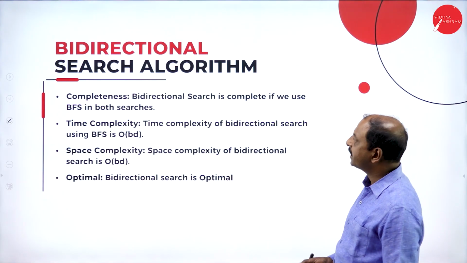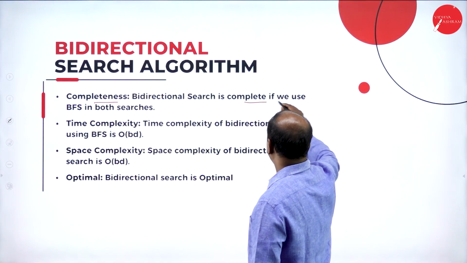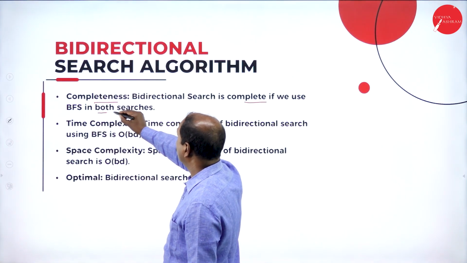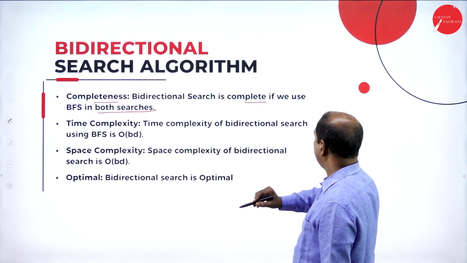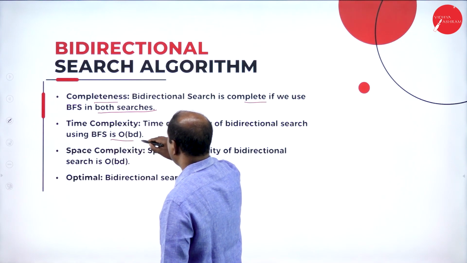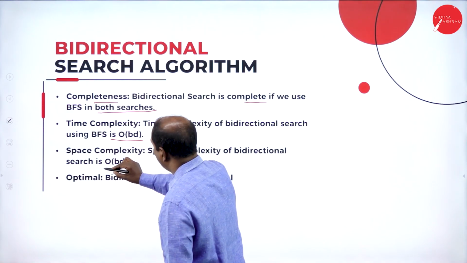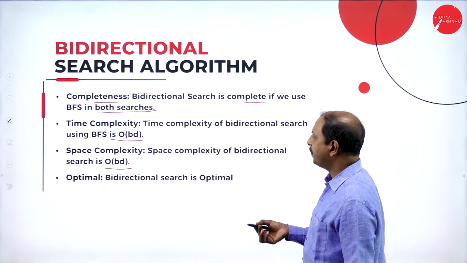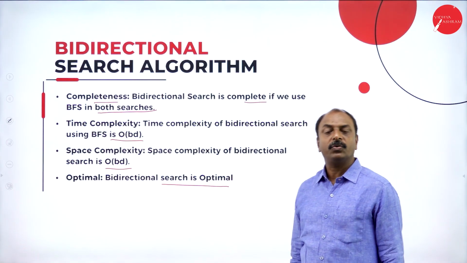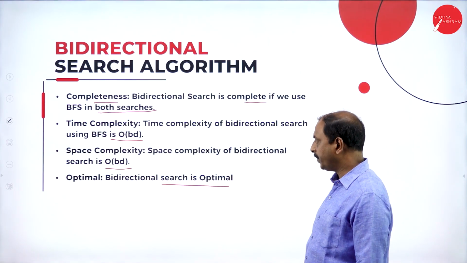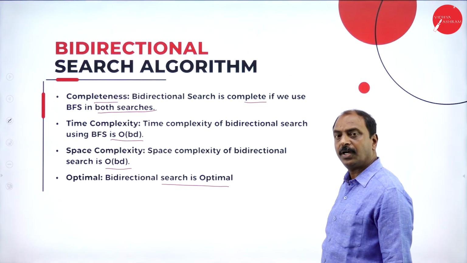Now let us see the different factors. One is completeness: it is complete if we use BFS in both searches. The time complexity is again order of b to the d, and the space complexity is also order of b d. And it is optimal, meaning it will definitely find the goal within the graph. These are the points about the bidirectional search algorithm.